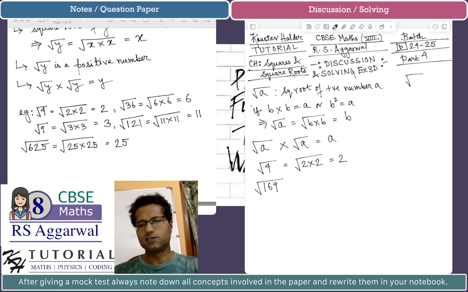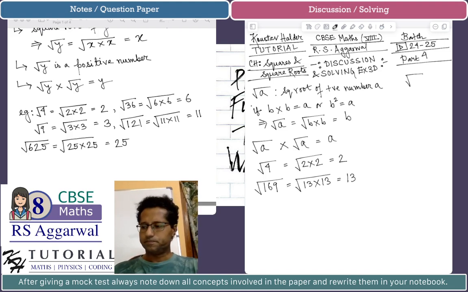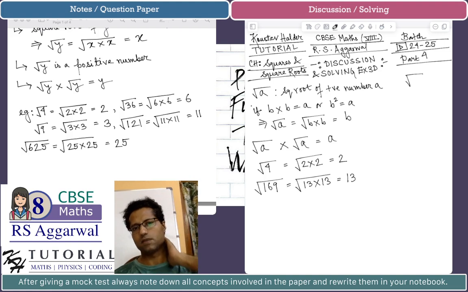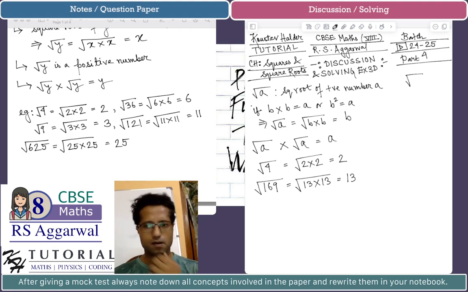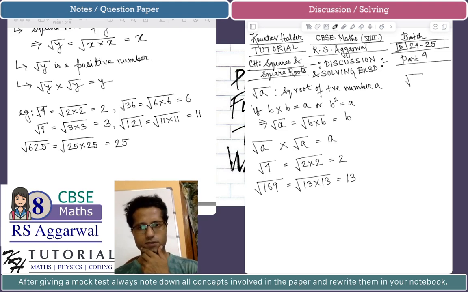So square root of 169 is, we know that 169 is 13 multiplied by 13. So square root of 169 will be 13. Okay, so this was the definition of a square root of a number. Fine. So this is the square root of a number.